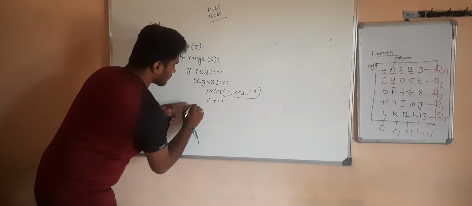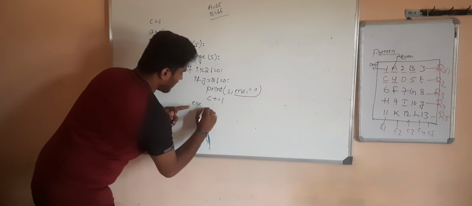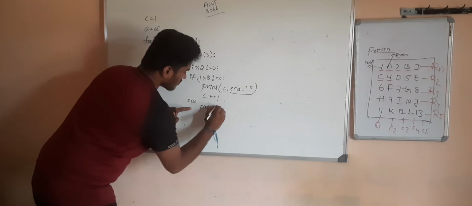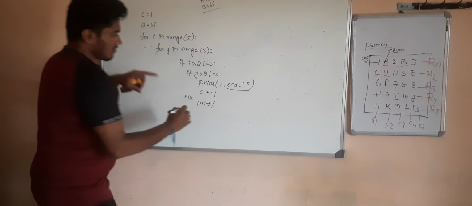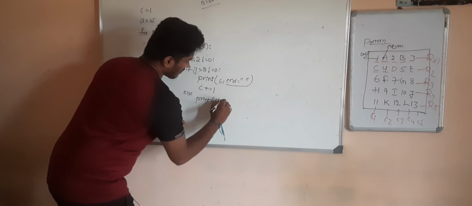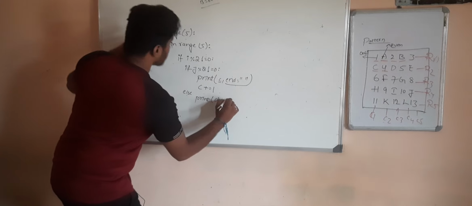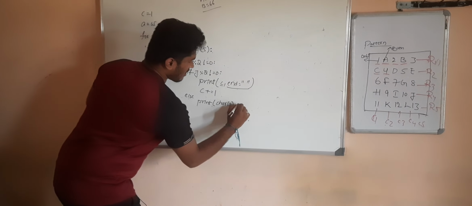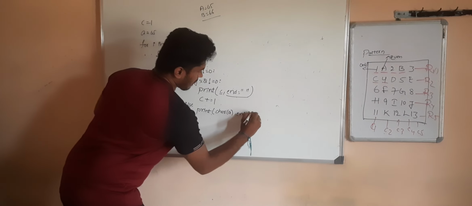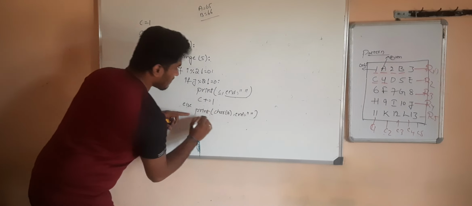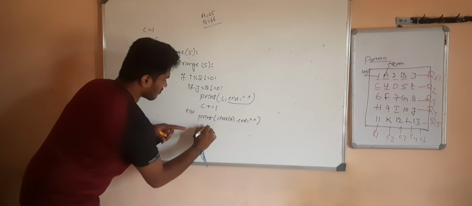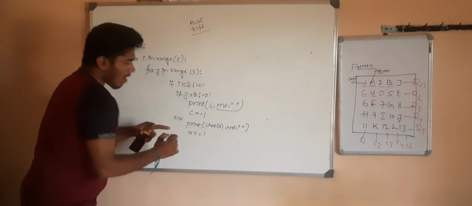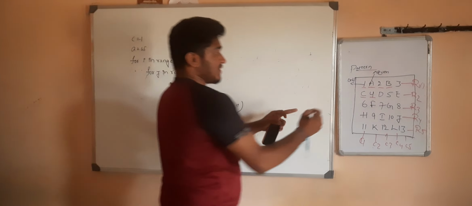Similarly, else print. So I am going to print this one. So for that, chr of, so this is A, comma, end. Similarly, I am going to increment this one. So up to here one row is completed.